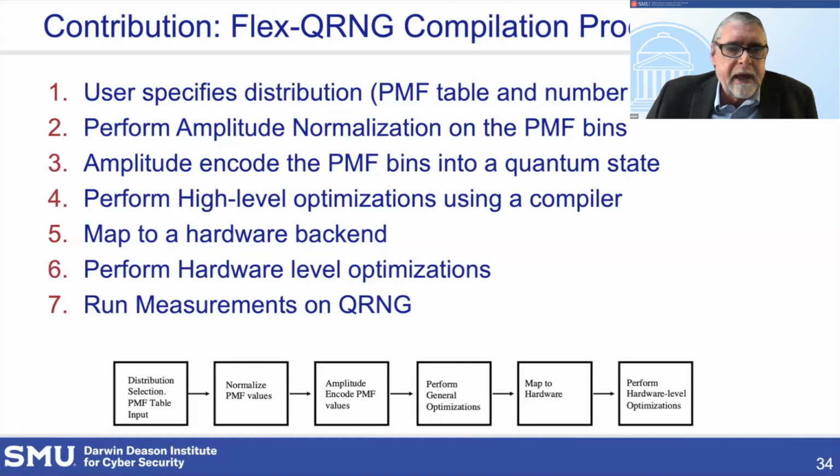So here are the steps. We receive the probability mass function. We perform amplitude normalization. We encode it into the quantum state. That is done through an oracle that represents the PMF. We also perform optimizations to reduce circuit complexity and map it to a specific hardware backend, such as the IBM quantum computer, or whatever your favorite quantum computer is.